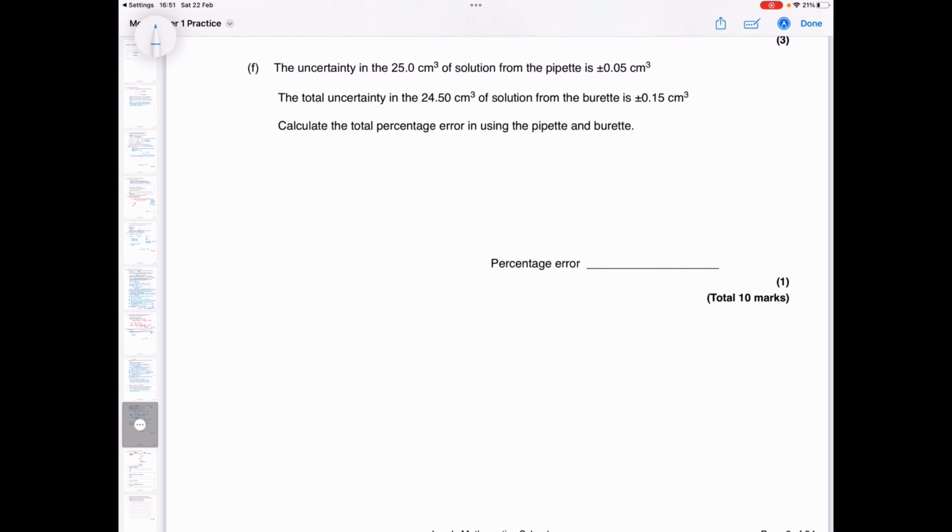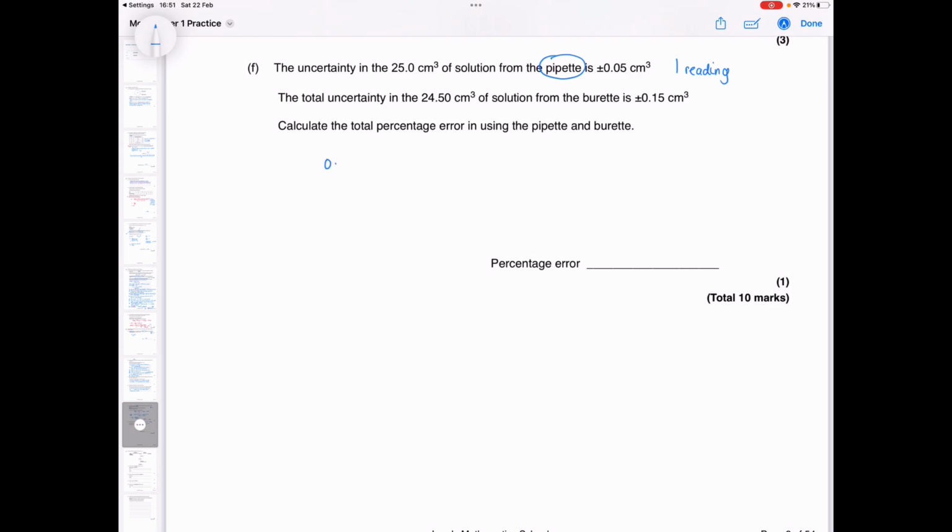The uncertainty in the 25 centimetre cubed solution from the pipette is plus or minus 0.05. The total uncertainty in the 24.5 centimetre cubed solution from the burette is plus or minus 0.15. Calculate the total percentage error. Okay, so we need to look at the amounts that we have measured. So it says the uncertainty, we've got one reading from the pipette, because we suck it up and we read to one mark.